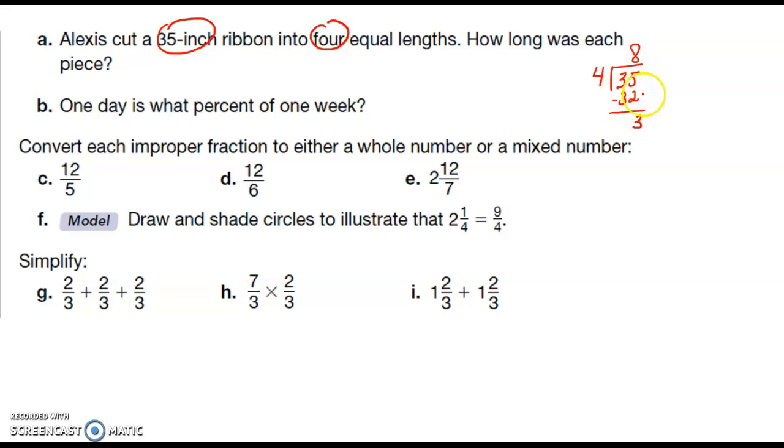And I get 3 remaining. So I'm going to write my remainder as a fraction. I put my remainder over what I'm dividing by, and this is my answer.